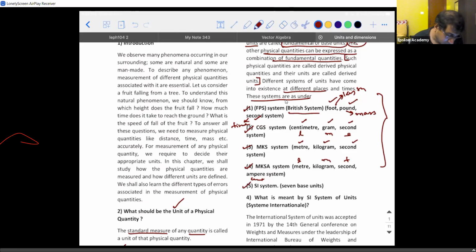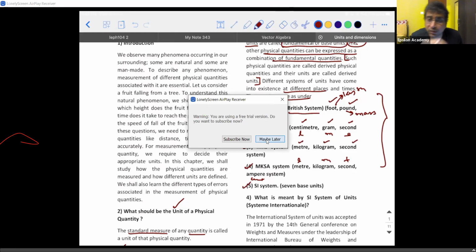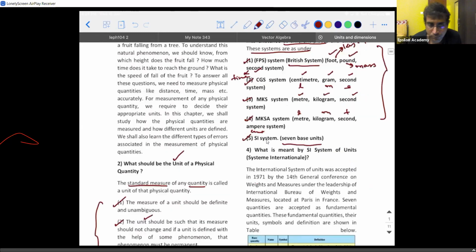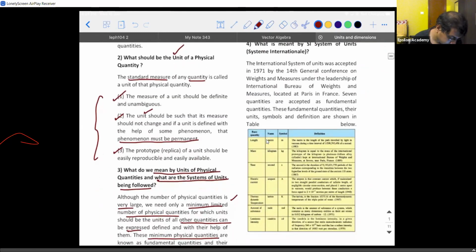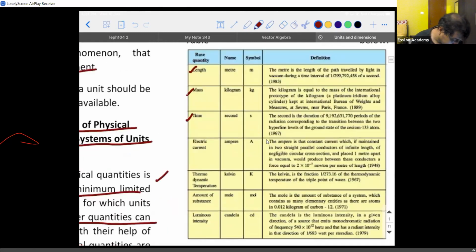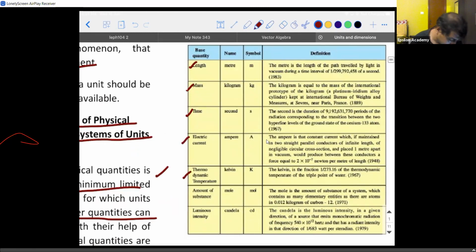Okay. So if you observe all other systems, what are the repeated base quantities? Length, mass, time, except the MKS system. Whereas in the SI system, they brought in 7 quantities, which are treated as the fundamental quantities, from which you can derive any other quantity that you want. So the SI system has 7 base units. What are they? One is length, mass, time, electric current, thermodynamic temperature, amount of substance, and luminous intensity.